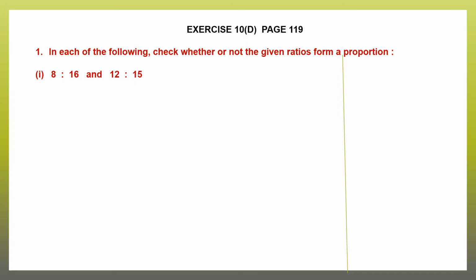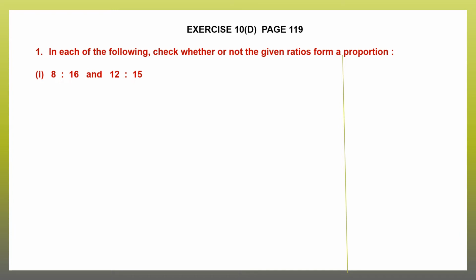Now when do two ratios form a proportion? They form a proportion if they are both equal. So we're going to see whether 8 is to 16 and 12 is to 15 are equal. How do we do that? We reduce them to the lowest term.